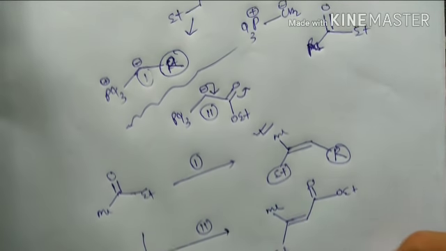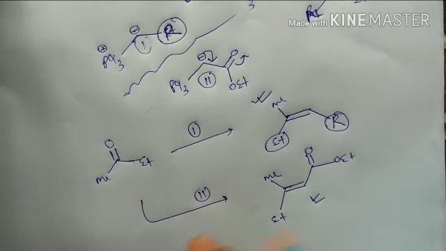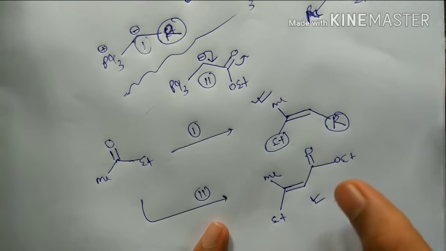Now why is this happening? You can rationalize the trans product in the second case, because this is a stable halide, that means it has less reactivity, that means high selectivity, and that's why it will give the thermodynamically more stable trans product.